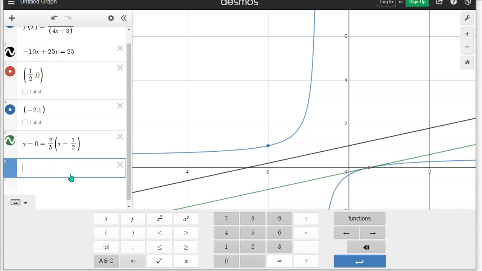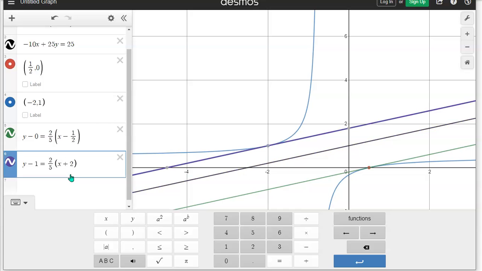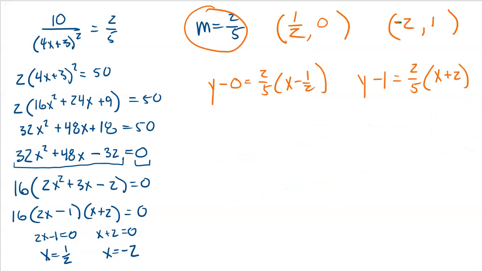And the second line was y minus 1 equals 2/5 times x plus 2. Sorry, I was a little slow there on my typing. And there it is. Again, look how beautiful this looks, right? There's my purple line that once again is clearly parallel to the black line, has the same slope, and is tangent to that blue function. So what a cool set of problems, right?